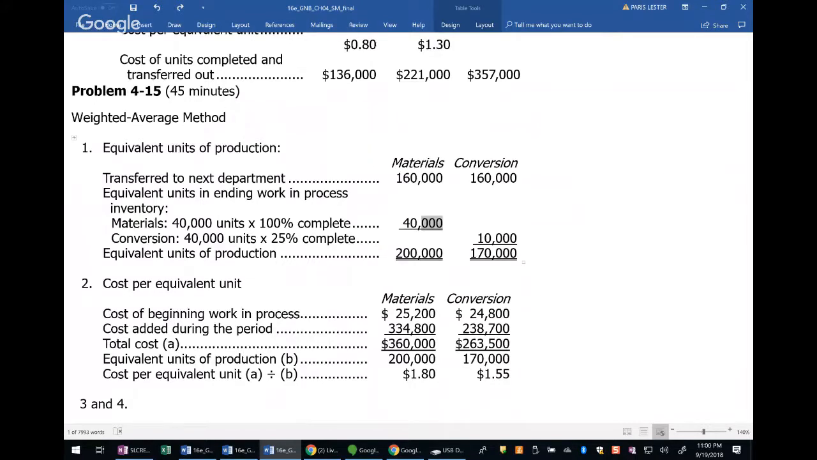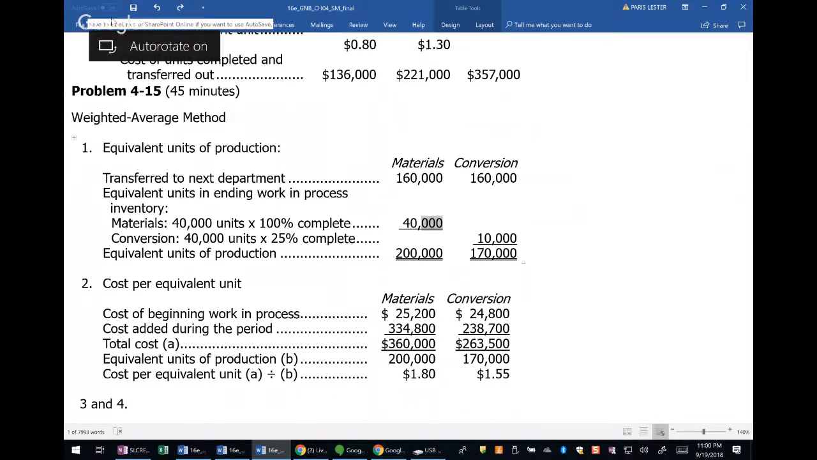Anybody got a different answer? Number 3. Georgie? Come on, how would you do number 3? I wasn't able. He's lost. All right. Part 3, calculate the blended department's cost of ending work in process inventory for materials, conversion, and the total. It's a dollar amount, Kayla.